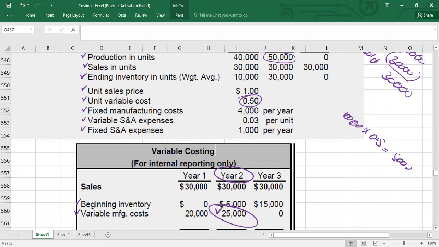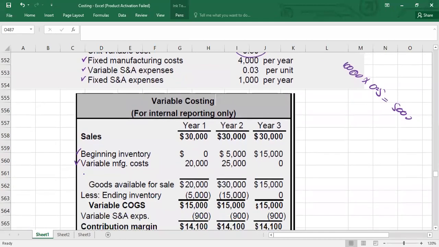Then you have to subtract closing inventory. How will you get it for year 2? You take the unsold units of year 2, which is 30,000, multiplied again by the production cost of 0.5. So 30,000 times 0.5, you will get $15,000 as ending inventory. Now, opening inventory plus production cost minus closing inventory is called your variable cost of goods sold. And from the sale of 30,000, if I subtract this variable cost of goods sold, it is called the manufacturing contribution margin.